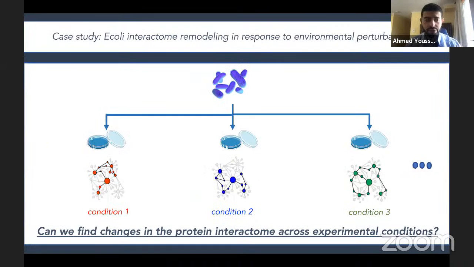Okay, so now I just wanted to introduce a particular case study to illustrate how we would actually use such a strategy on a real data set. In this study, we're looking at E. coli interactome remodeling in response to environmental perturbations, where we have E. coli grown under different experimental conditions. And the question we want to answer is whether we can come up with a strategy to find changes in the protein interactome across these different experimental conditions.